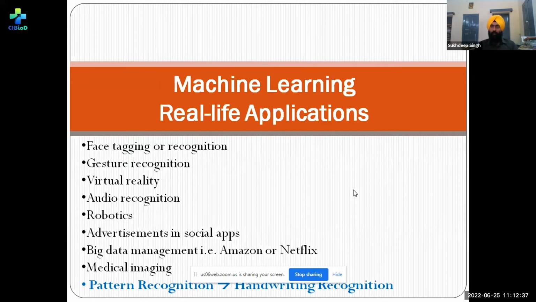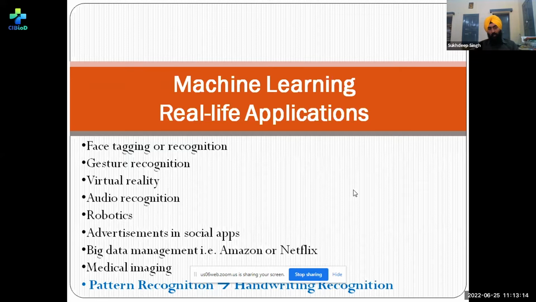Machine learning is also used in robotics, and many websites and companies like Amazon, Netflix, and social apps are using machine learning for advertisement and to handle large amounts of data, that is called big data. And for the medical field, machine learning is used for image processing to enhance the quality or to extract the relevant features from the images.